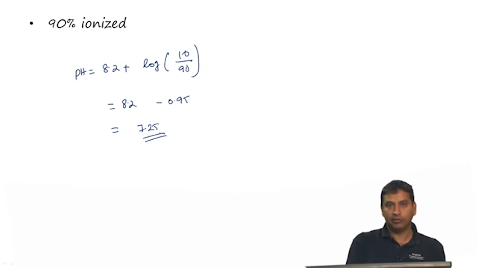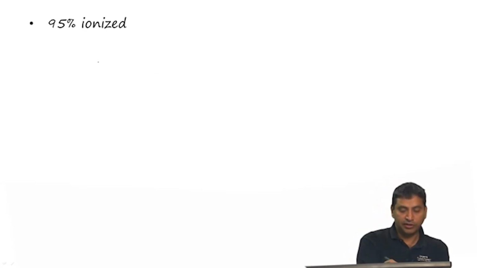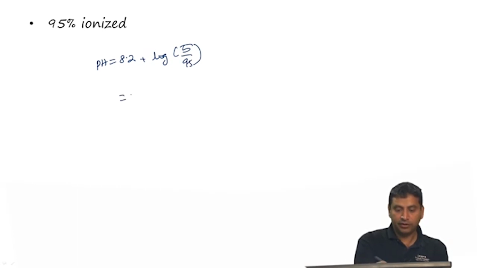The blood plasma pH is around 7.4, and so we would expect this to be 90% ionized in the blood plasma. The last part is 95% ionized. So, the principle is the same, pH equals 8.2 plus log of 5 divided by 95, and so this would be 8.2 minus 1.27. I would suggest that you go back and do the calculation yourself, and this will give us a value of 6.93.